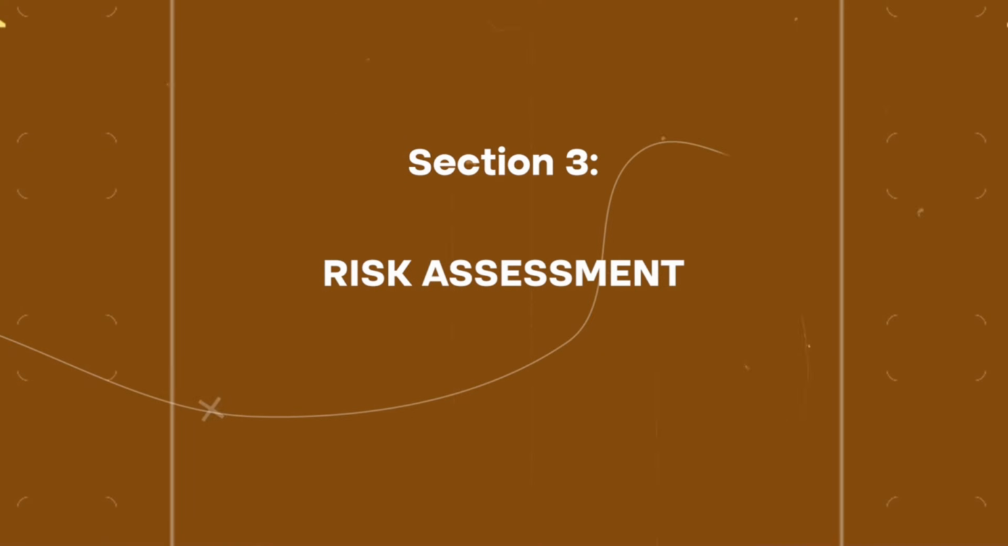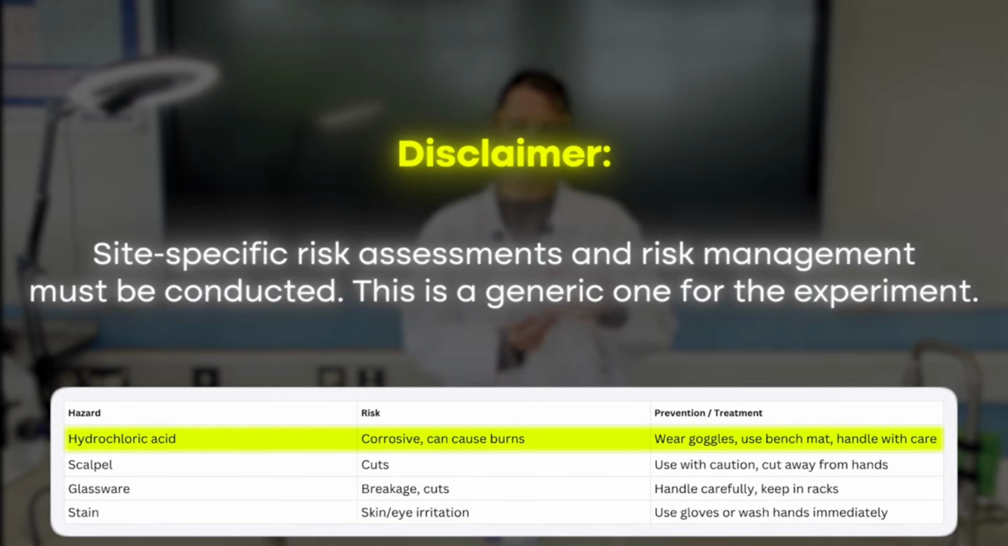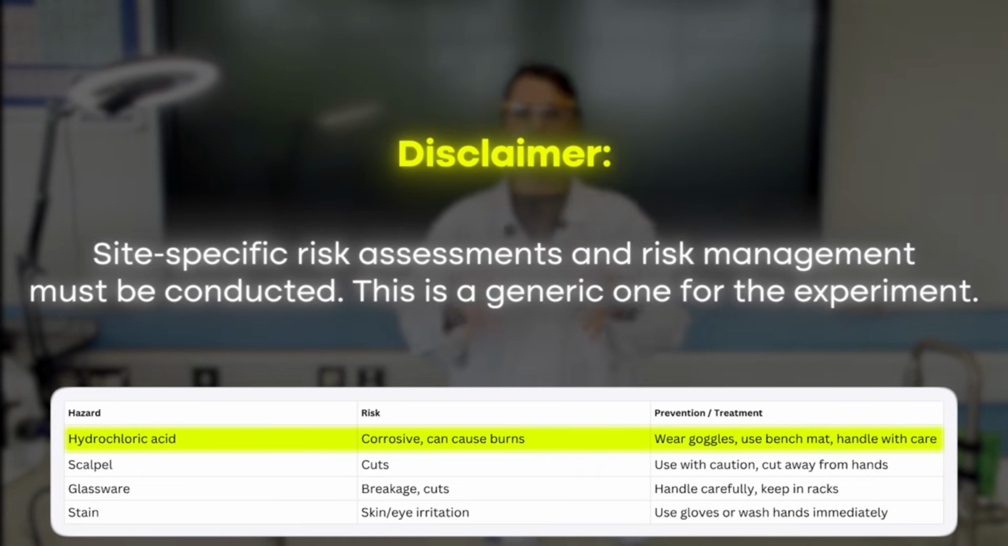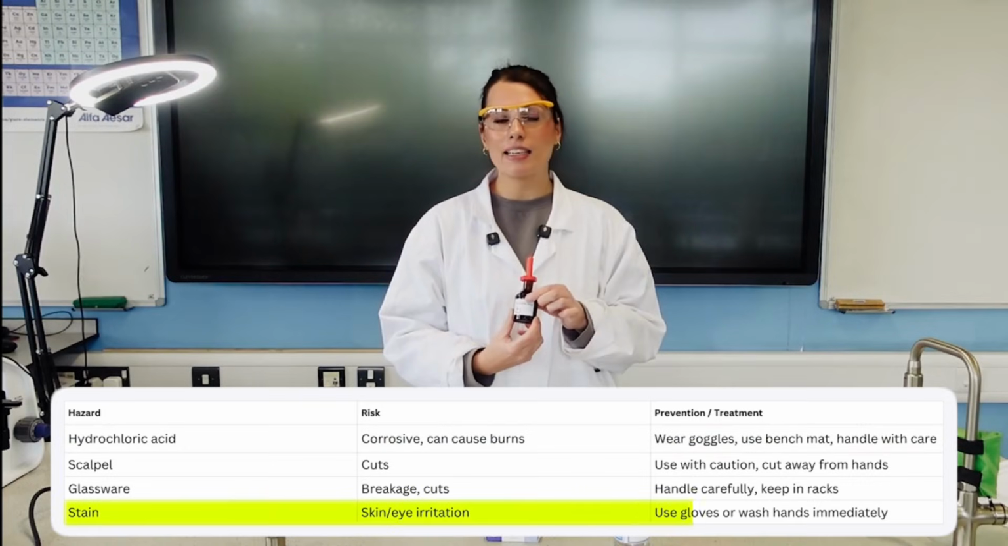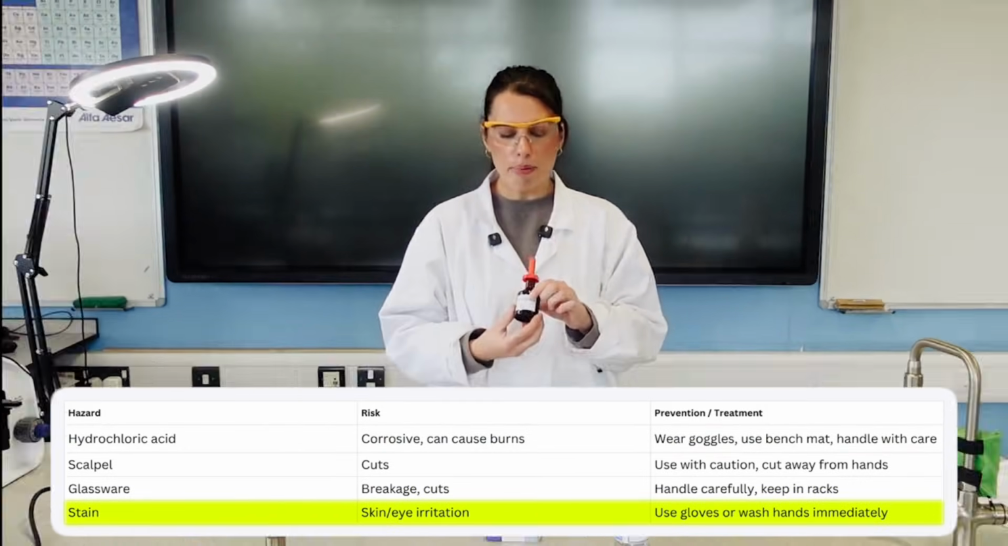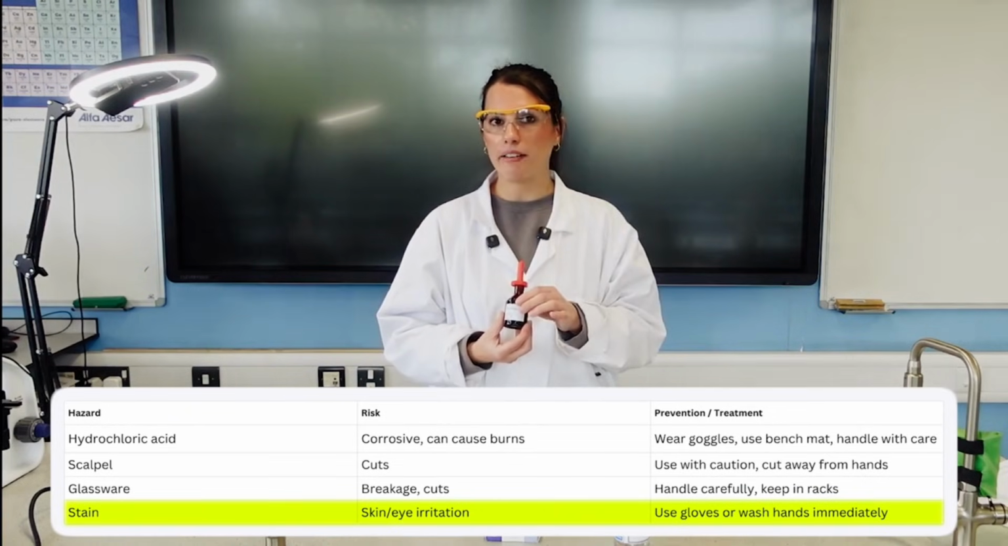So the key things that you need to be aware of in terms of the risk assessment are, we are using 1 molar hydrochloric acid, so you have to have eye protection on at all times, and throughout I'm actually going to be using gloves at any point when I'm using the acid as well. The stain can be an irritant, plus it can just stain your skin and clothes, but that's not so much a risk. But we are wearing goggles because it could be an irritant for the eyes.